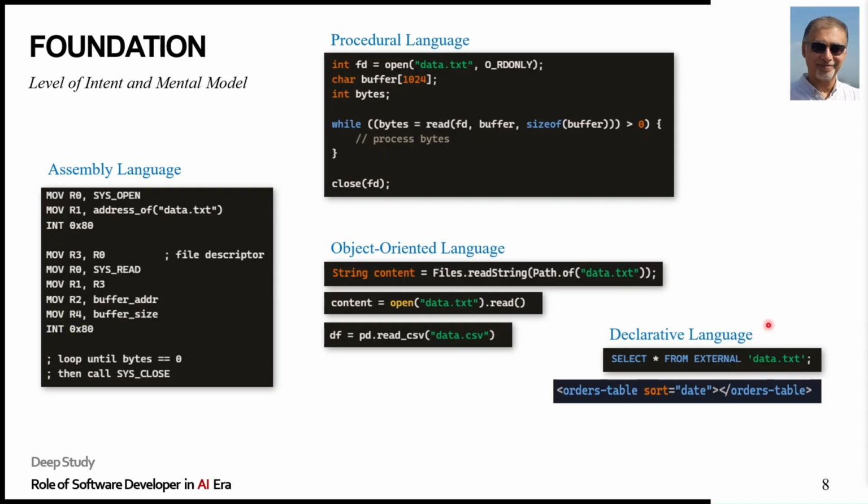The key insight is that as abstractions rise, from assembly to procedural to object-oriented to declarative languages, the level of expressed intent becomes simpler and more business aligned. The mental model must remain rich because the cost of misunderstanding increases. You write less, but you must understand more.